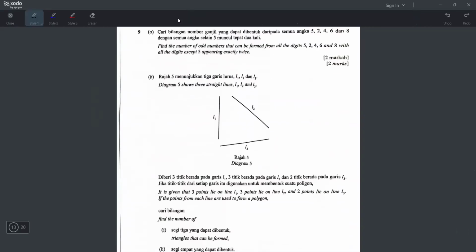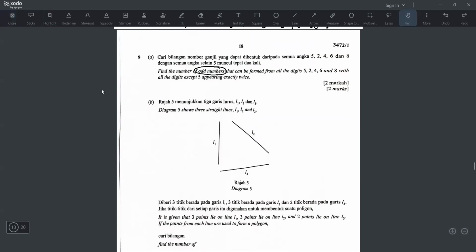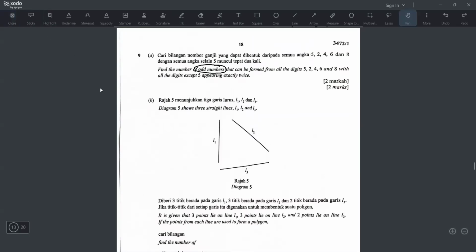Okay, let's continue with question number 9. Number 9, A. Find the number of odd numbers that can be formed from all the digits 5, 2, 4, 6, 8 with all the digits except 5 appearing exactly twice. Okay, I think this is a permutation combination question from chapter 4, right?